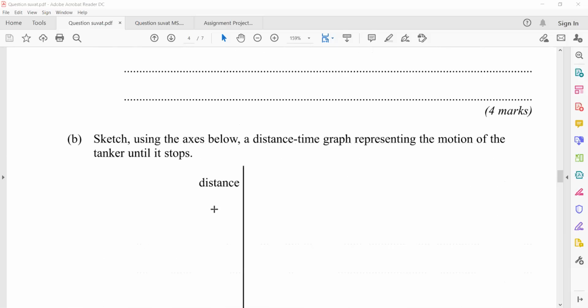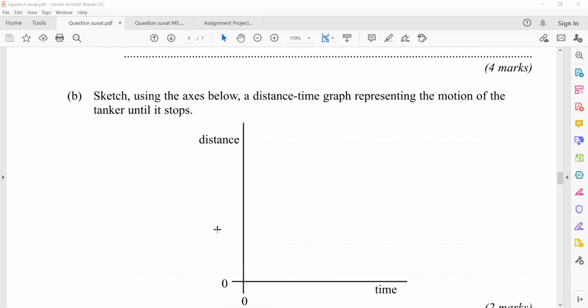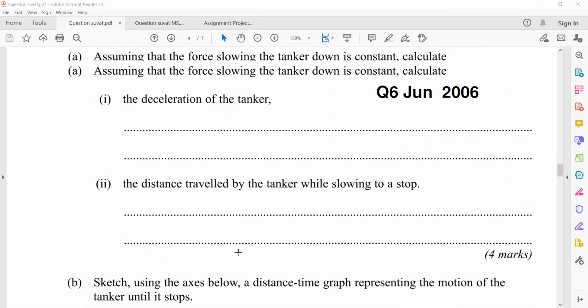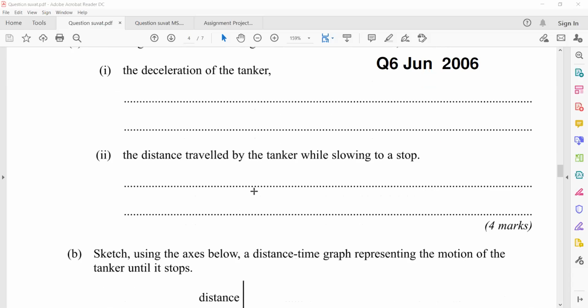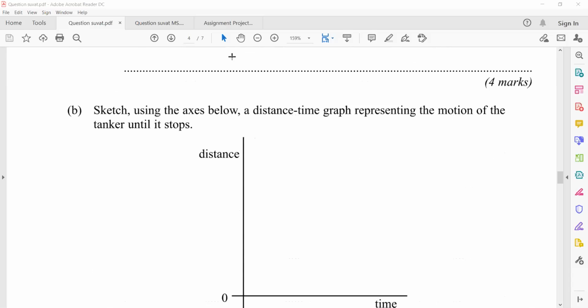The next part, sketch using the axis below a distance time graph to represent the motion of the tanker until it stopped. So for the distance time graph, what do we have to show? We have to show a deceleration. So deceleration means speed is decreasing. For a distance time graph, the slope represents speed, and deceleration means speed should decrease. So if speed is decreasing, it means the slope should also decrease.